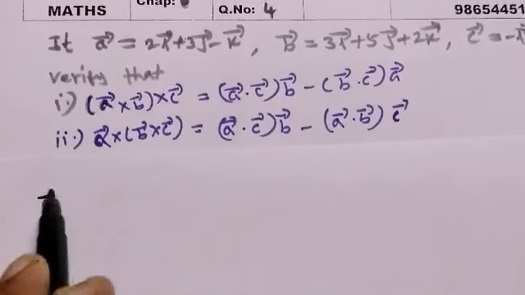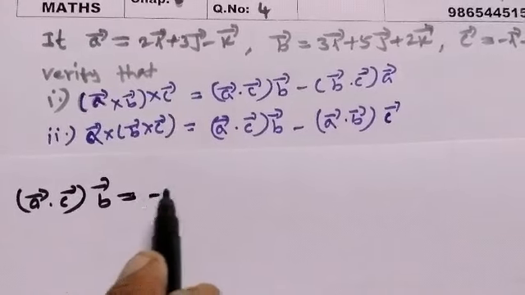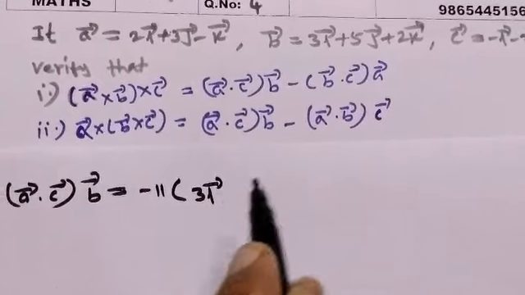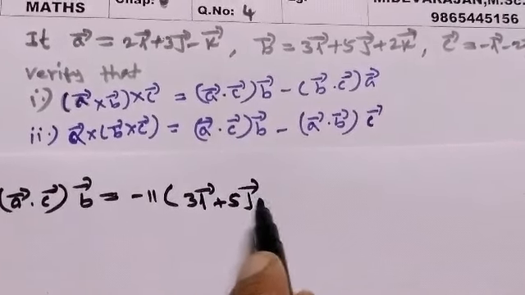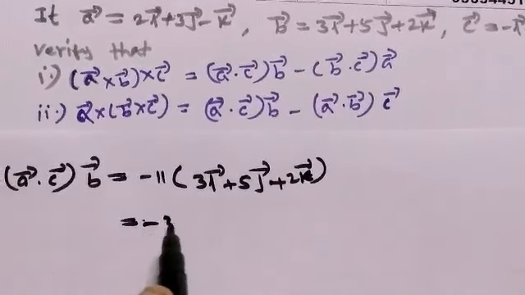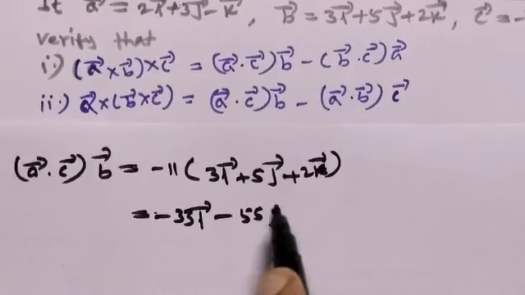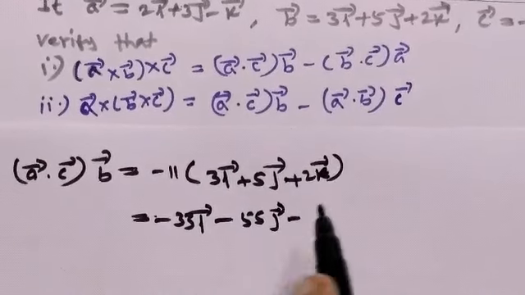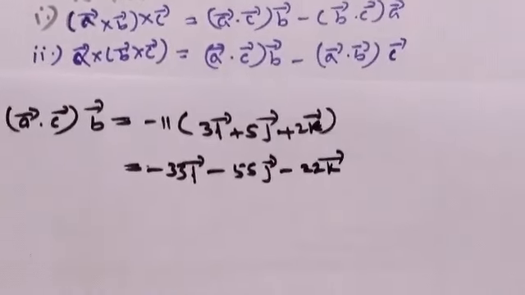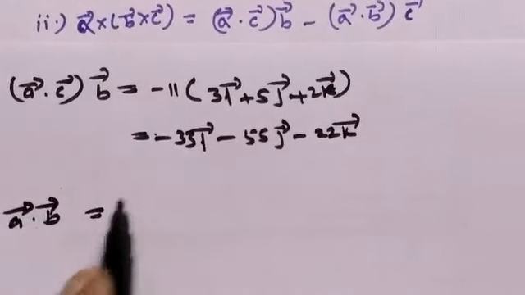So next, a dot c into vector b. a dot c is minus 11 into vector b. Vector b is 3i plus 5j plus 2k, equal to minus 11 into 3, minus 33 i vector, plus minus 11 into 5, is minus 55 j vector, plus minus 11 into 2, 22 k vector. So next, a vector dot b vector.